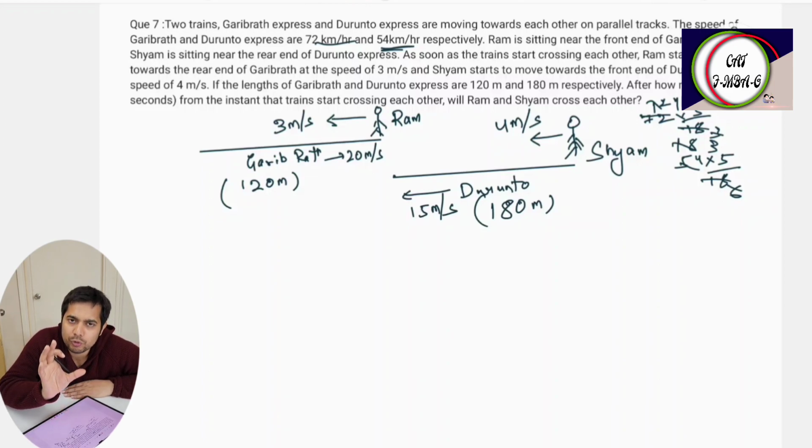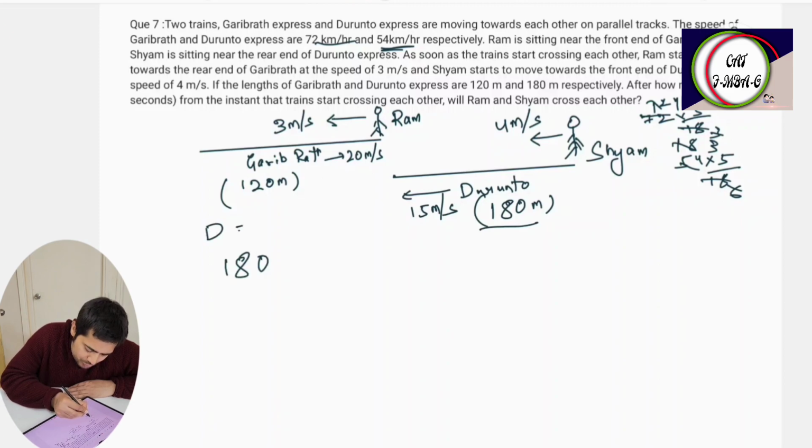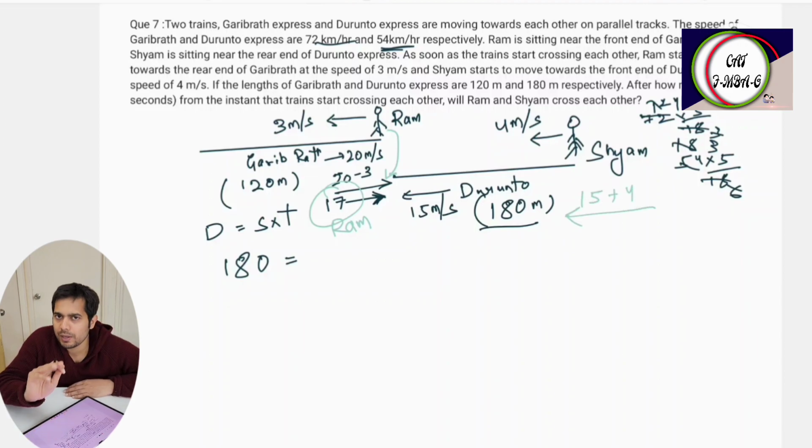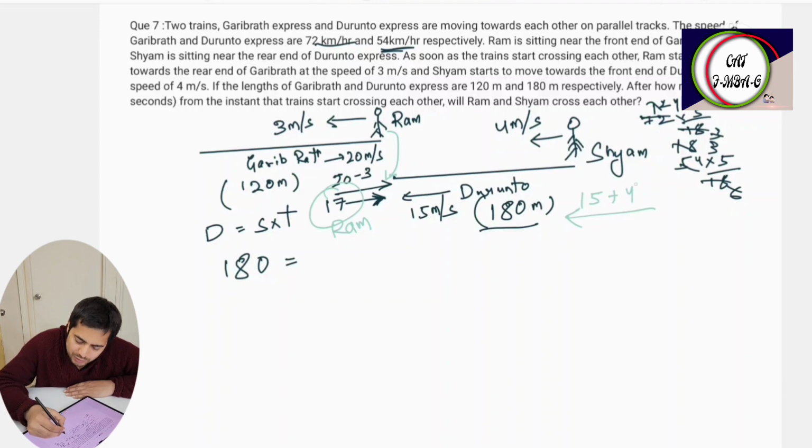So Ram and Sham have to cross each other. The initial distance between them is 180. Distance is equal to speed into time. The effective speed of Ram at this place is 20 minus 3, so 17 in this direction. The effective speed of Sham is 15 plus 4, which is 19 meter per second in this direction. Till now, I think you should understand how I am doing this.